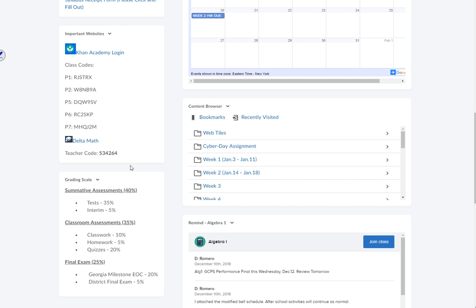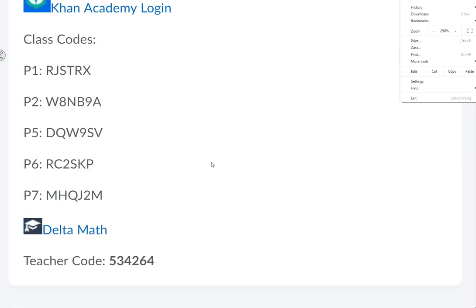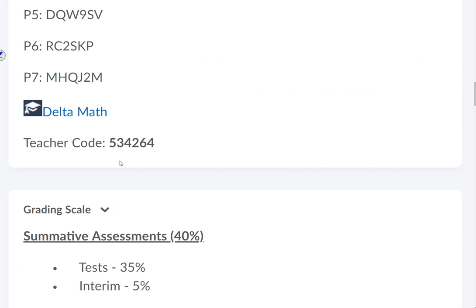Make sure also that you put the correct 5th period, because if not, it'll show you my other period assignments if you put the wrong period. You don't want to do the wrong assignment. 534264. You already got signed on? 534264. Zoom in on this. There you go. 534264.